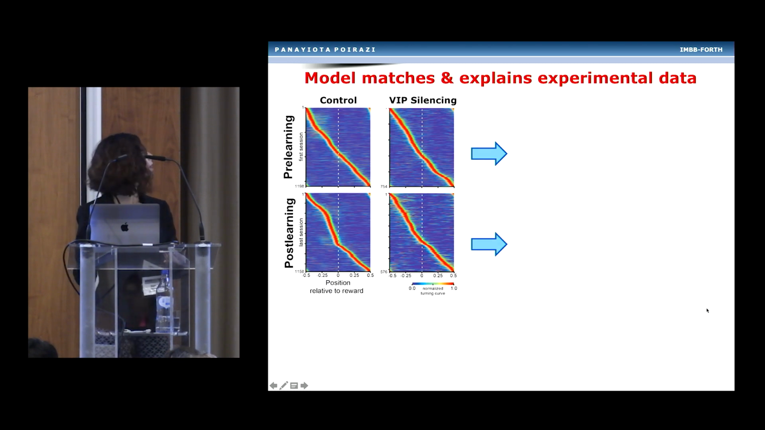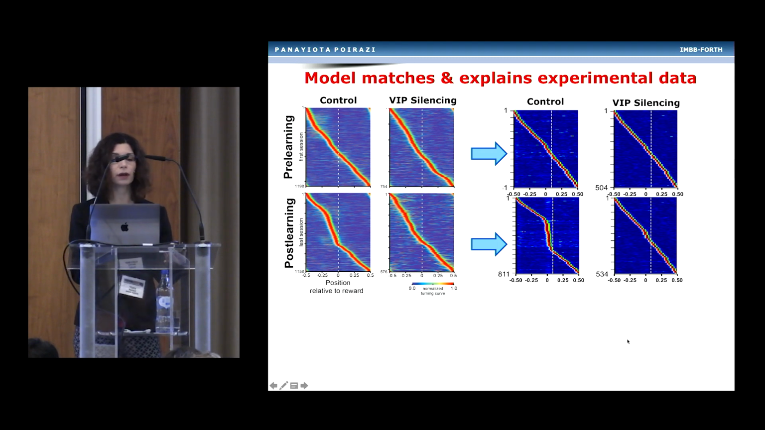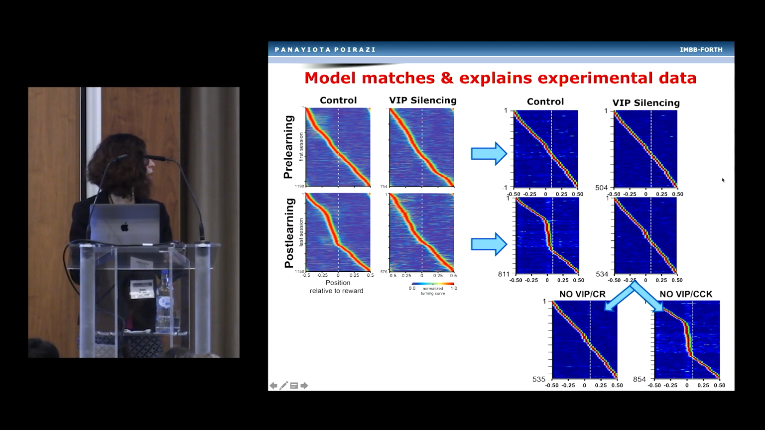And then we compare the results that we get from the experiments with the results that we get from the simulations, and we're calibrating our parameters so as to reproduce the experimental data. In the control case, there's a uniform mapping of the space. Post-learning, there is an overrepresentation of the reward location in the network. And if you silence all VIP neurons, then this goes away. The interesting question that the model can answer is which subtype of the VIP interneurons contributes to this modulation. So we can selectively block only the CR or only the CCK type of interneurons and look at what happens in the network model.